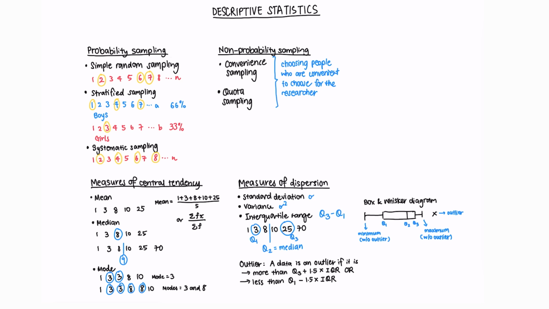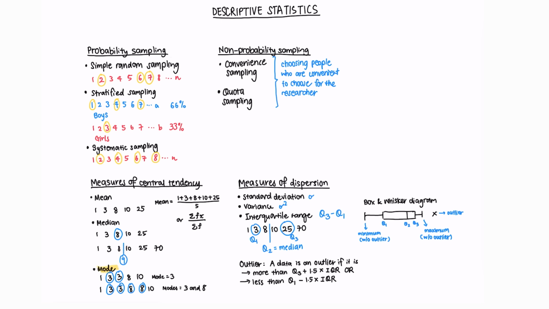However, in the case of an even number of numbers, let's say we have 1, 3, 8, 10, 25, 70, the median will actually be the average of the middle two numbers. So the middle two numbers here are 8 and 10, and the mean of those two numbers is 9. So your median will just be 9.